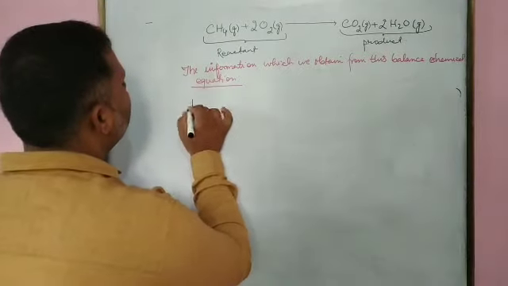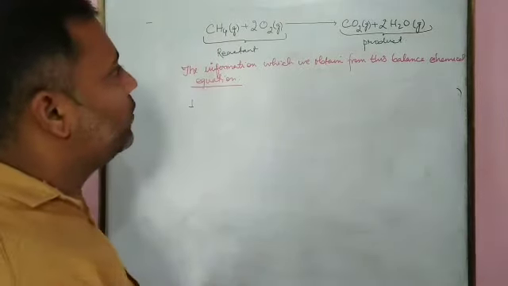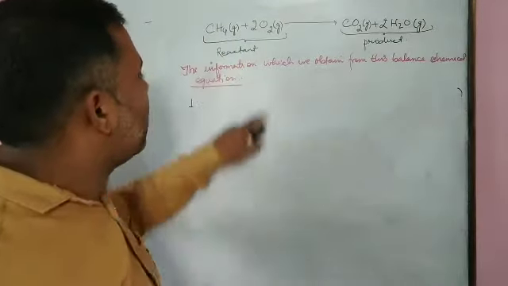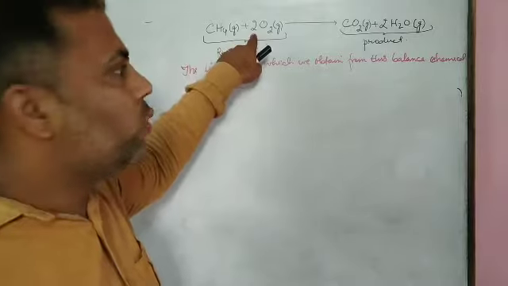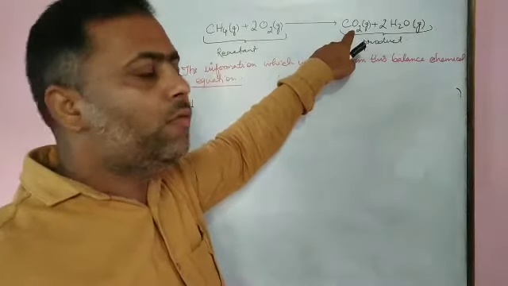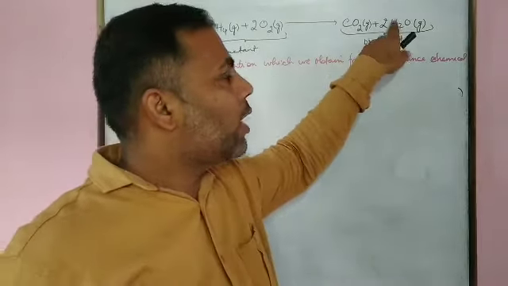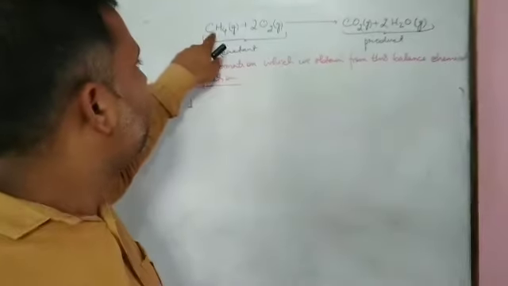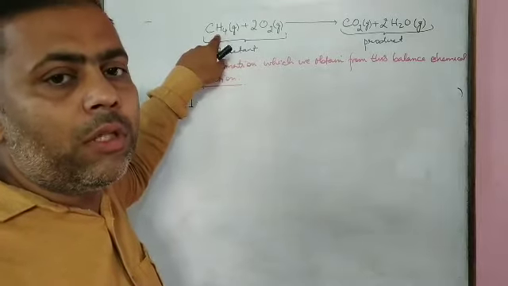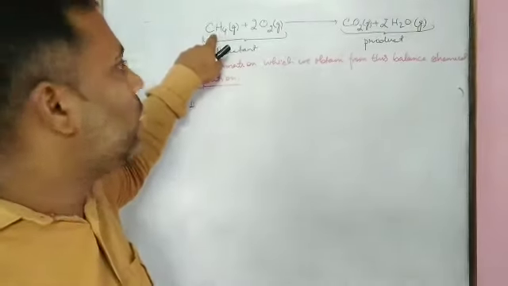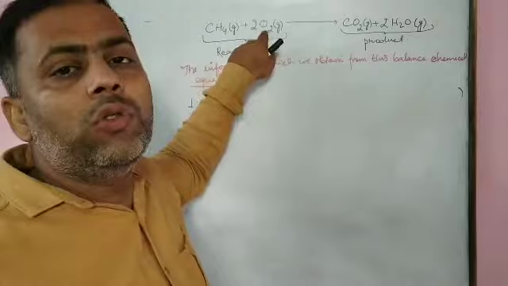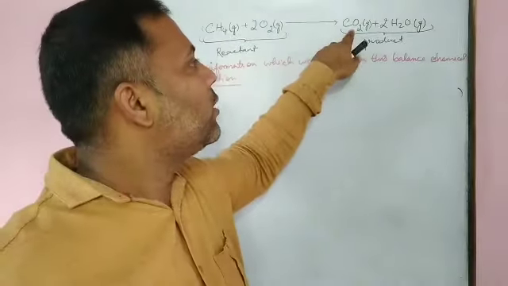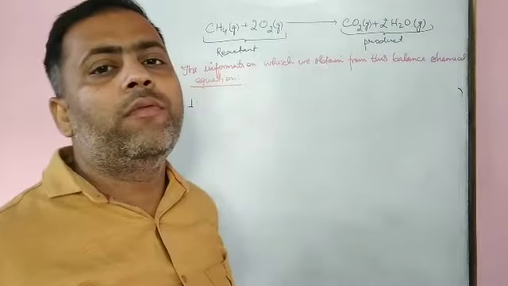The first information which we got: the stoichiometric coefficient of methane is 1, of oxygen is 2, of carbon dioxide is 1, and of water is 2. What does it mean? It means 1 molecule of methane combines with 2 molecules of oxygen to form 1 molecule of carbon dioxide and 2 molecules of water.